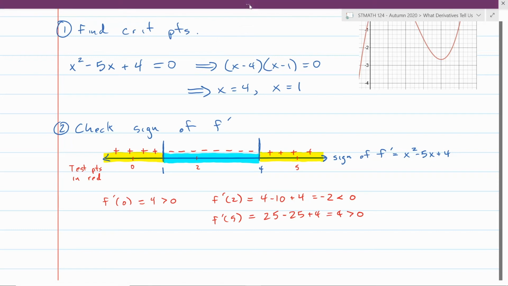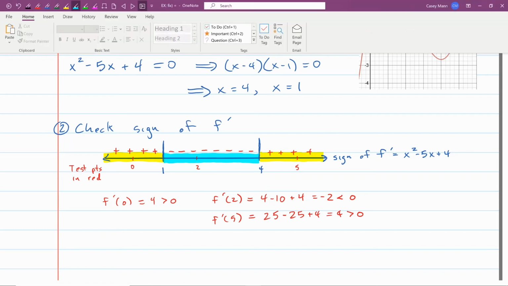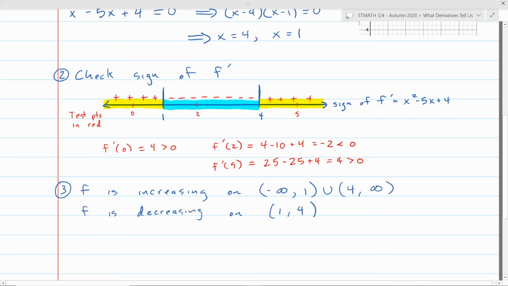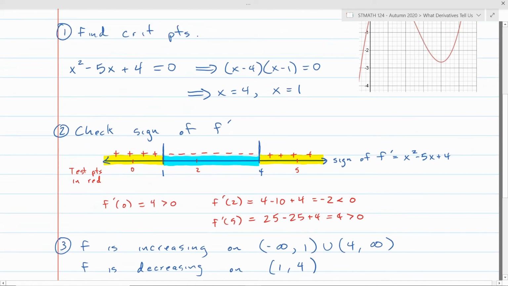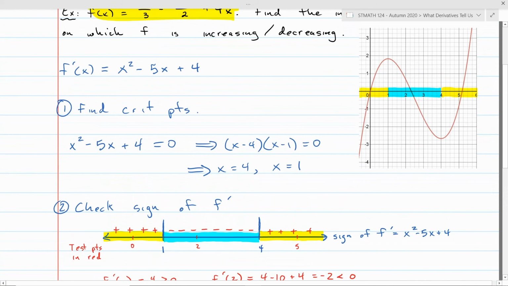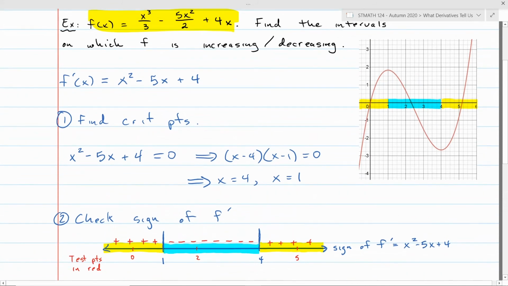And so I could state my answer like this. F is increasing on negative infinity up to 1, endpoint not included, together with, so union, 4 to infinity. And I would say f is decreasing on 1 to 4. And we see in that picture up there that our answer corresponds to what we see graphically. It definitely was increasing to the left of 1 and to the right of 4.